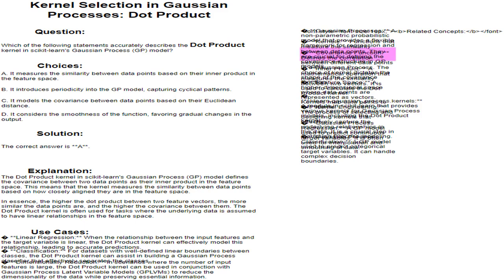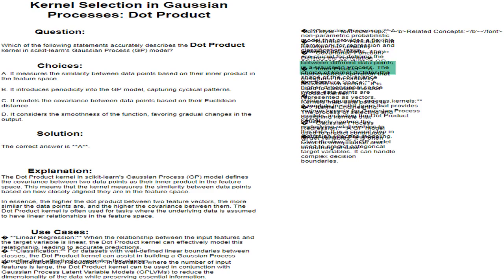Kernels. Functions that measure the similarity between data points. They are crucial for defining the covariance structure in GP models. For example, using the RBF kernel to model the similarity between images based on their pixel intensities.